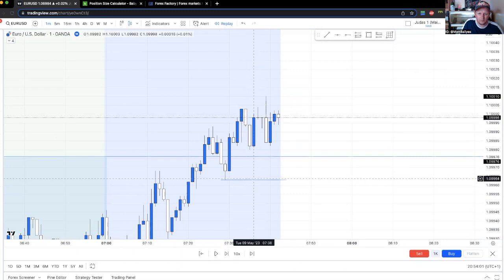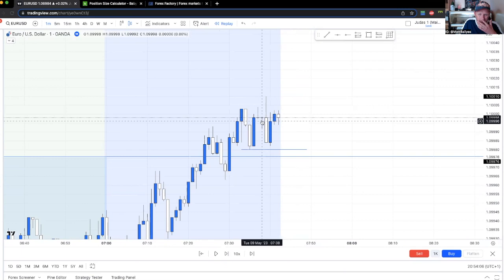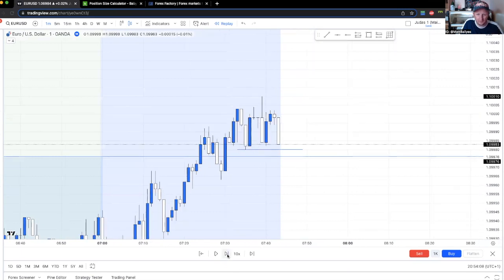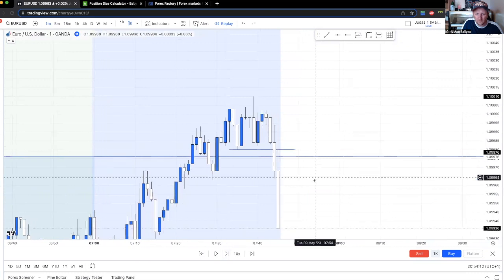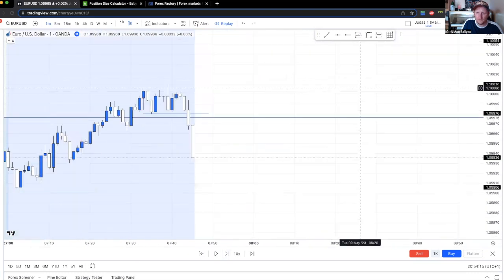So this one didn't break through. Alright, so we're going to move that one there. Ignore these ones. These ones, nothing happened with price. So this is the sweep. Now we just wait for our fair value gap, and there's our fair value gap.